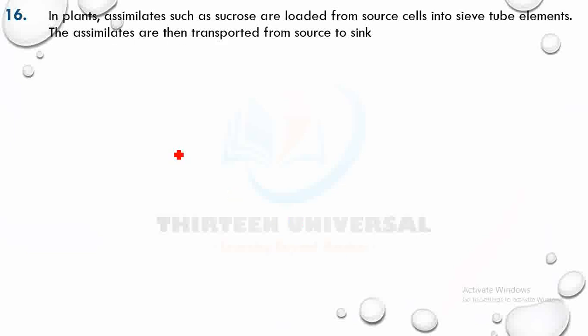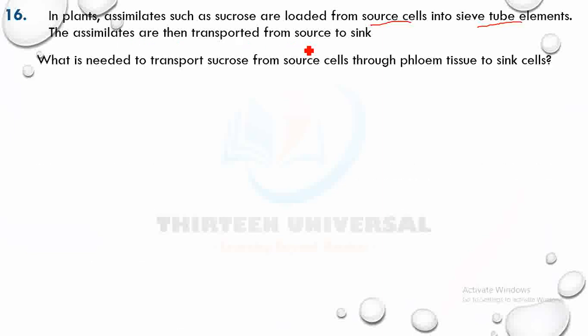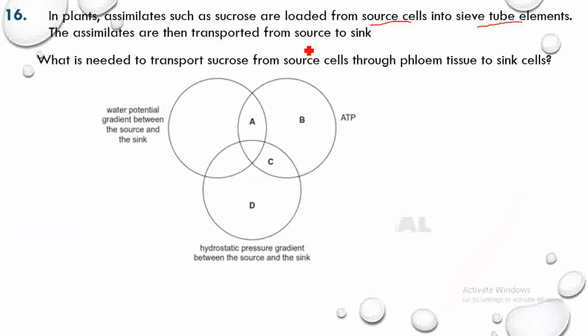As in plants, assimilates such as sucrose are loaded from source cells into the sieve tube element, guys. The assimilates are then transported from source to sink. So this question keeps coming out. What is needed to transport sucrose from source cells through phloem tissue to sink cells? What is needed? Water potential gradient between source and sink. Is that what is needed?